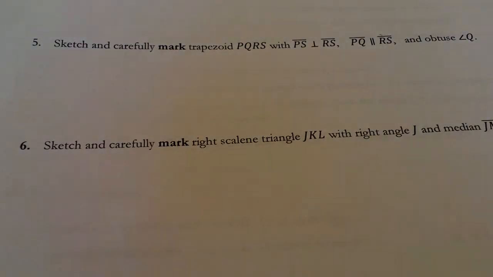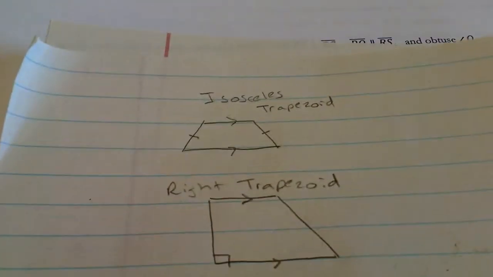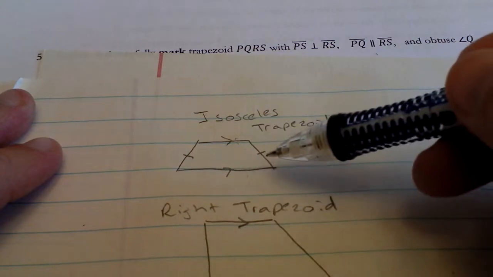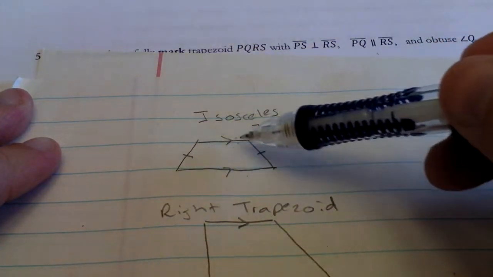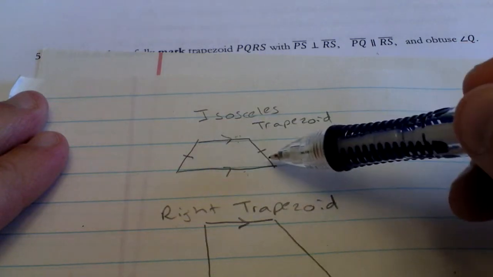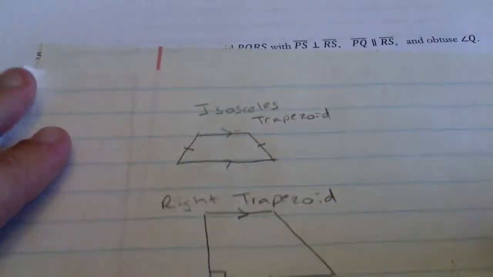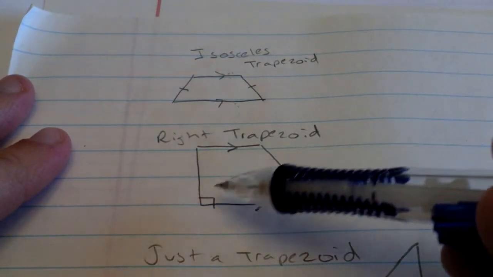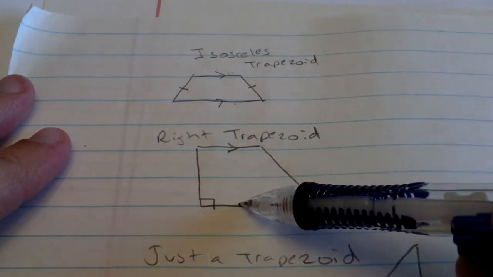I feel like many of you do not understand what a trapezoid is. A trapezoid is a quadrilateral with one pair of parallel sides. It cannot have two, just one pair of parallel sides. This is an isosceles trapezoid. It's the one you're most familiar with. This is called a right trapezoid because it has a right angle, but notice one pair of parallel sides.